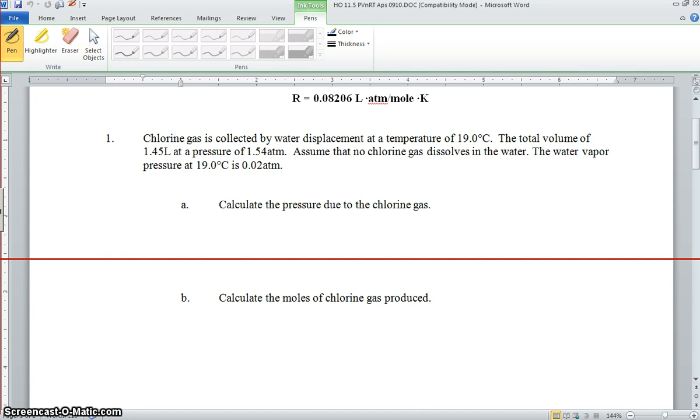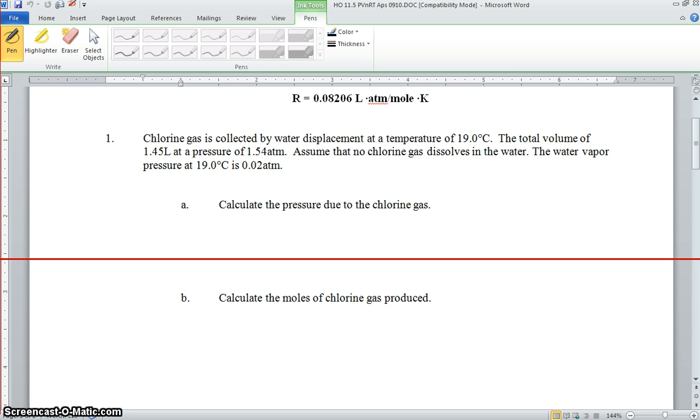All right, let's go ahead and take a look at number 1 on our homework, 11.5. For number 1, chlorine gas is being collected by water displacement at a temperature of 19 degrees Celsius. Water displacement means that chlorine is bubbling up through the water and collecting in that chamber, being vacated by the water as it is slowly pushed out to keep our pressure the same.